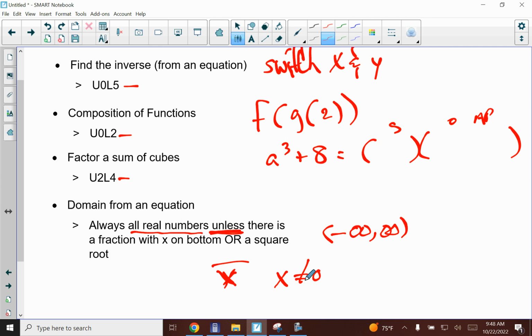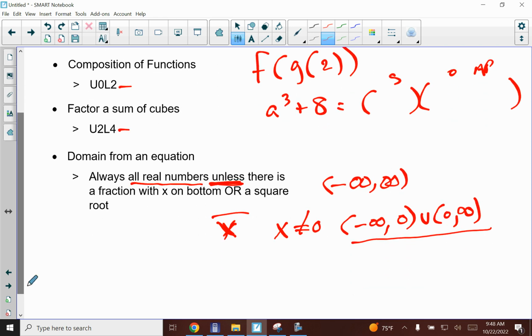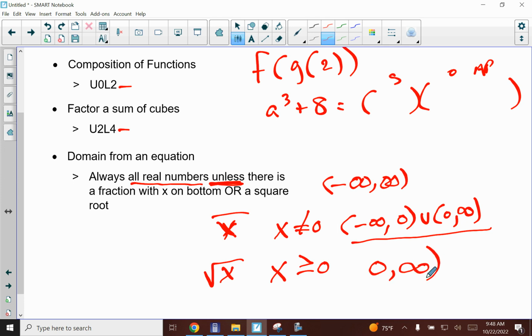So if I was going to write a domain for something that has an x on the bottom, I would find the bad number and then write it twice. That's how you skip over a bad number. So the domain right here means all numbers except 0. And if you had a radical with an x, that's just a little different. You would take that and set it greater than or equal to 0. And so on this question, you're going to find your answer, and it's going to go forever. And we include that number.